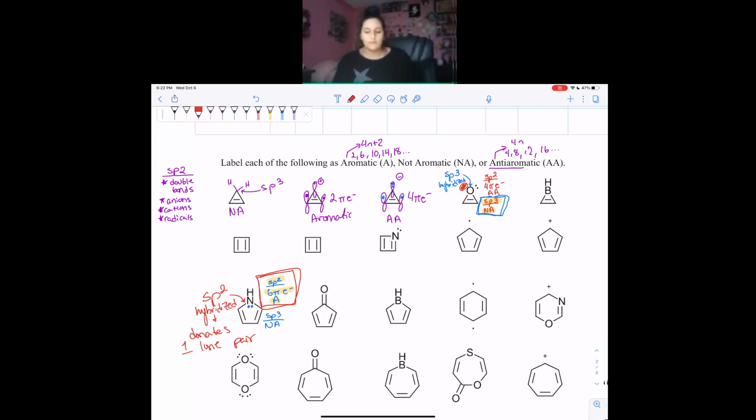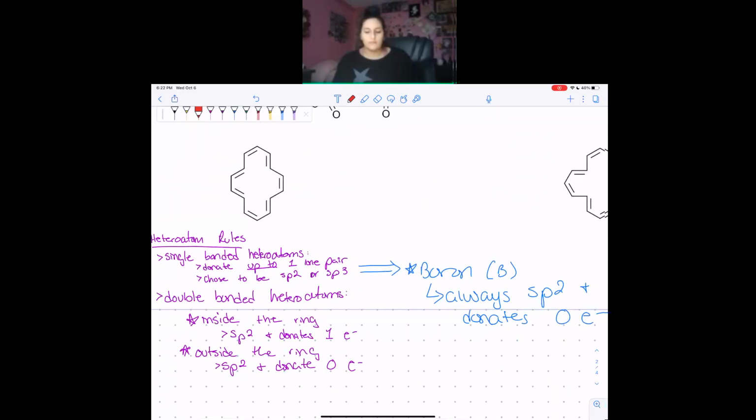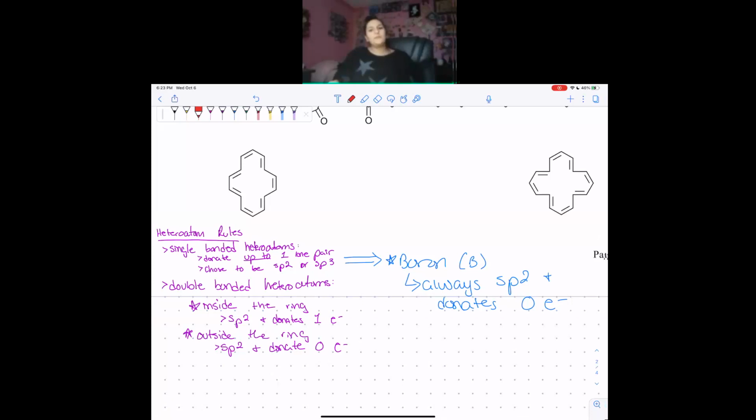No. Okay, cool. So the kind of asterisk that you have to put into that rule is boron. So boron is kind of annoying, and it is going to be an exception to the rule. So even though it is a heteroatom, because of its position on the periodic table, it's always going to be sp2, and it's going to donate 0 electrons. So it's almost like just replacing it with a carbocation.